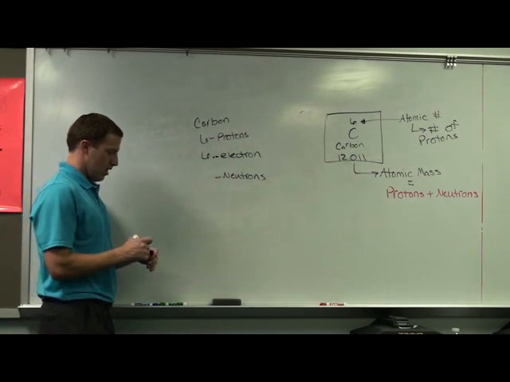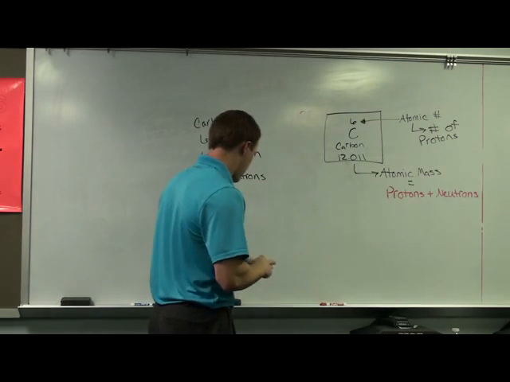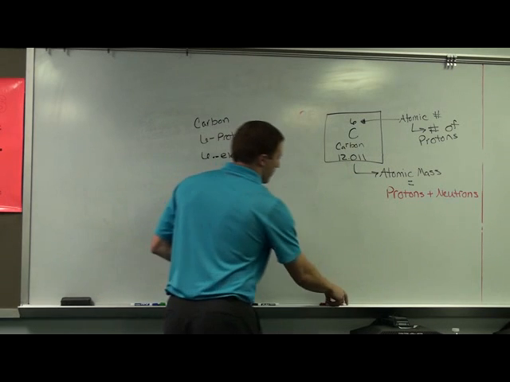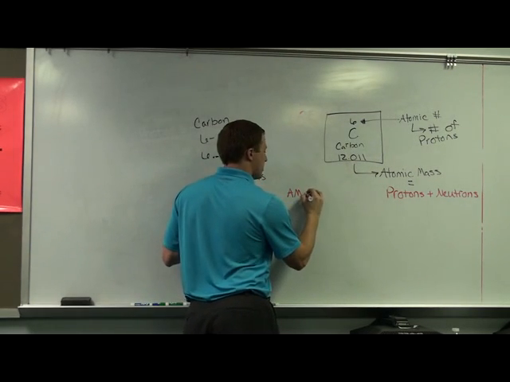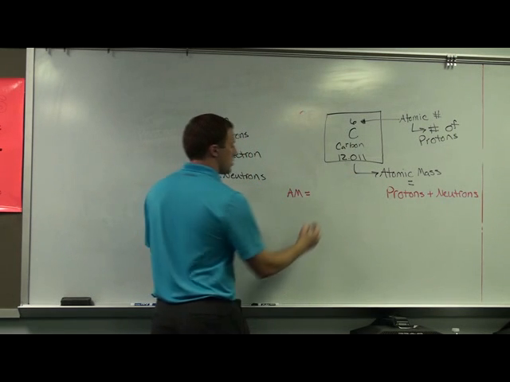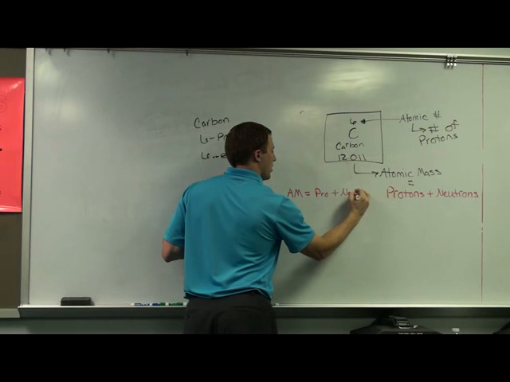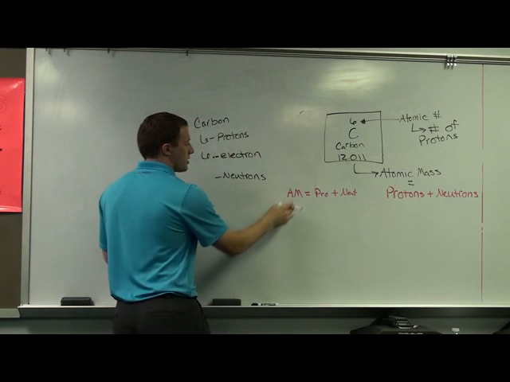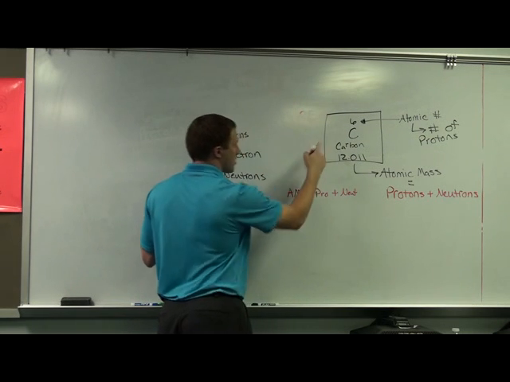Now, we know that the atomic mass of carbon equals what? Just go ahead and round it. 12. Good. So our formula is atomic mass, which I'm going to write as AN, equals protons plus neutrons. Okay? What's our atomic mass? 12. How many protons does carbon have?